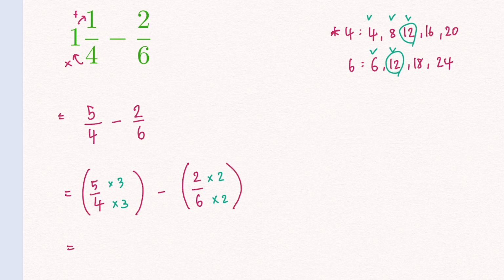Then we get 5 times 3, which is 15 over 12, and 2 times 2 is 4 over 12. They now have the same denominator of 12, so we can subtract. And the answer we're going to get is 15 minus 4, so 11 over 12.